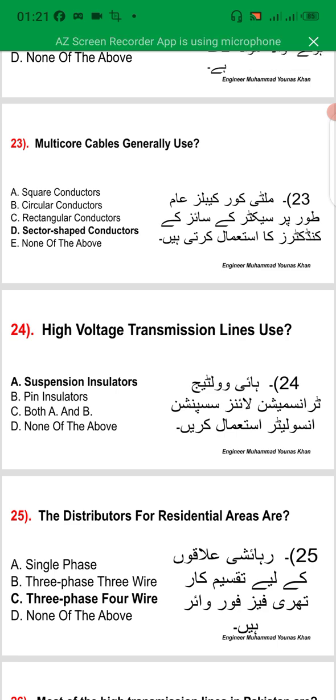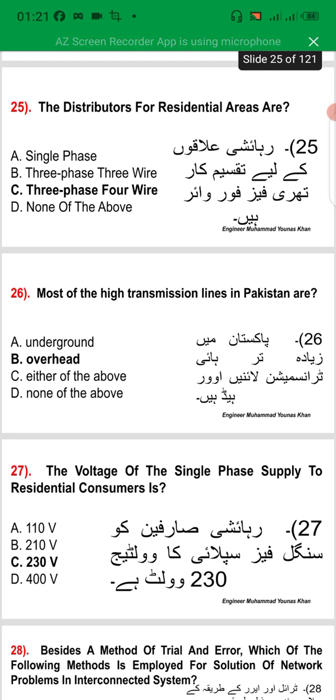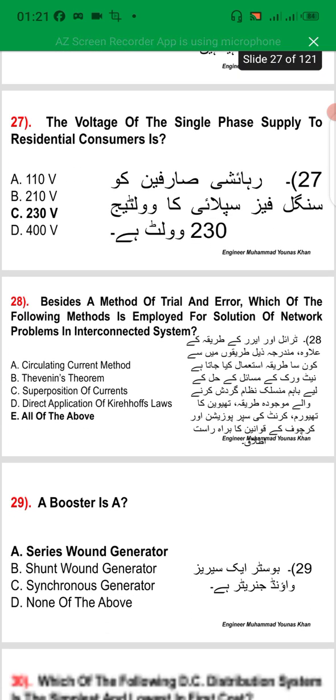High voltage transmission lines use suspension insulator. The distributor for residential areas is three-phase four-wire. Most of the high voltage transmission lines in Pakistan are overhead. The voltage of the single-phase supply to residential consumer is 230 volt.